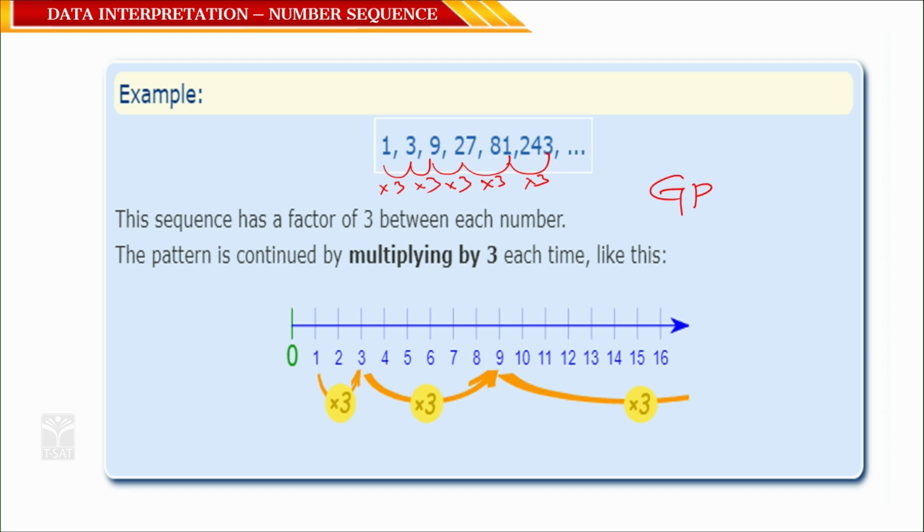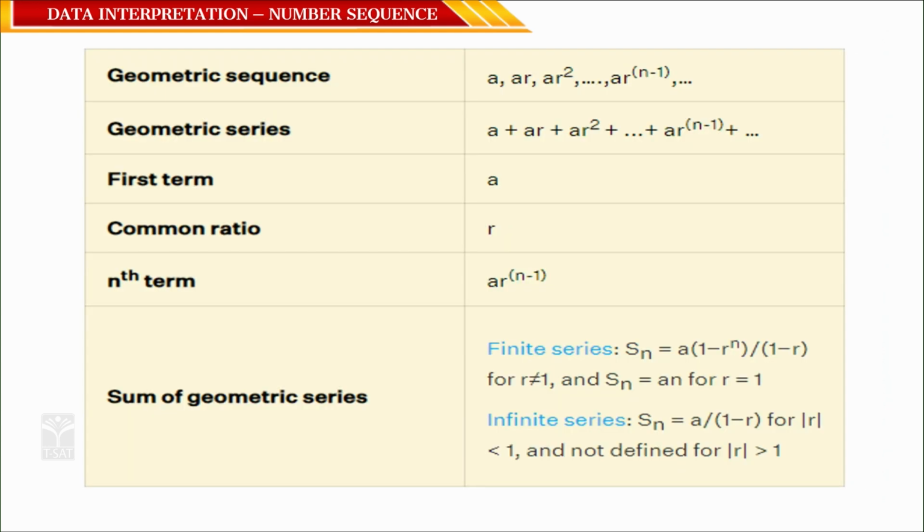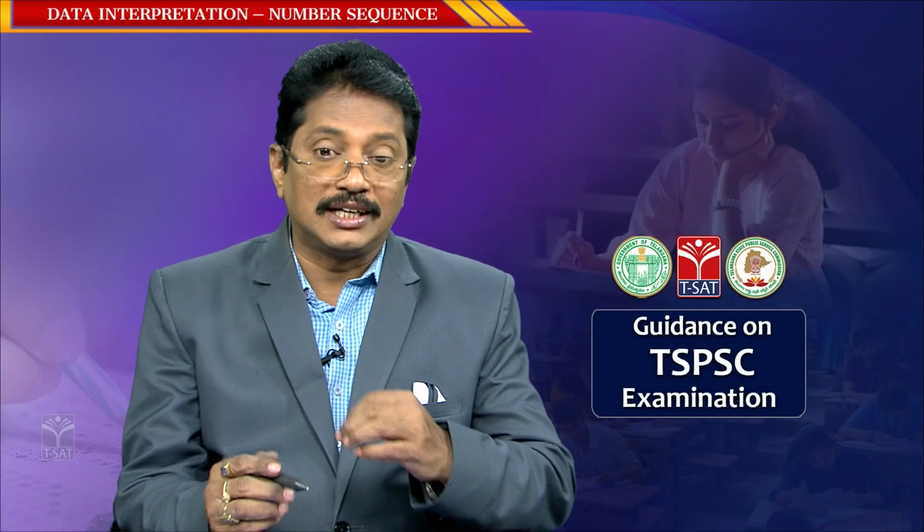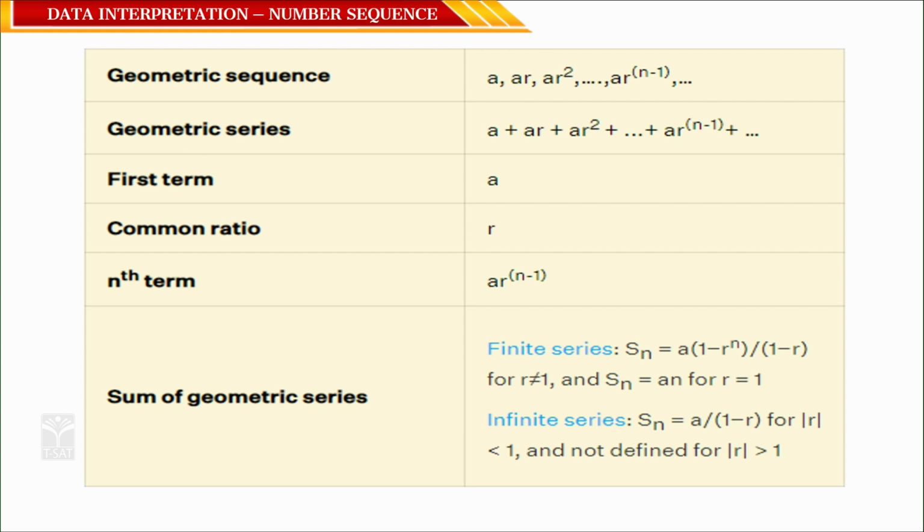Clear? Okay. Now, we will see the terminology and the formulas of geometric progression here. So, here a, ar squared, ar cubed and so on, ar to the power of n minus 1, are in geometric progression. Clear? And the next one is the geometric series: a plus ar plus ar squared plus and so on up to ar to the power of n minus 1. This is a geometric series. Clear?